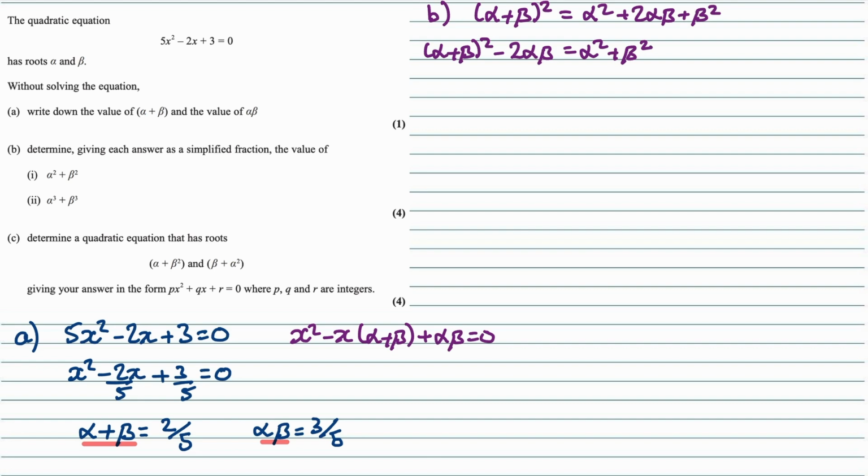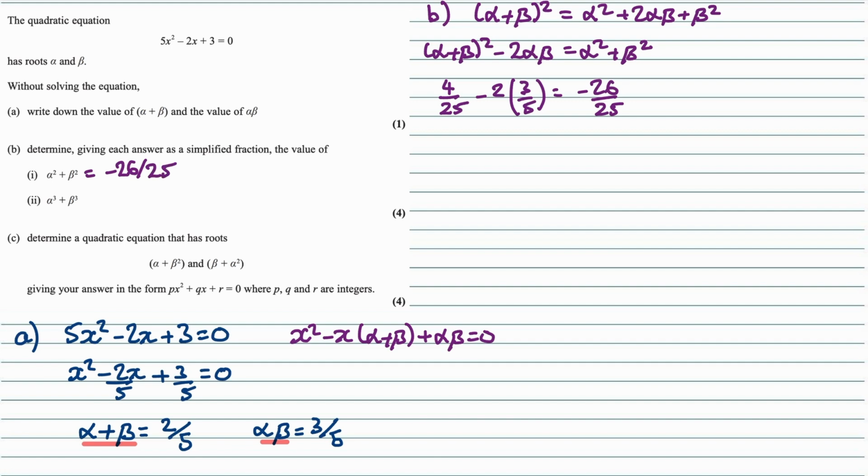Now we know that alpha plus beta is 2/5. When you square this, we get 4/25. And alpha beta is 3/5. So we'll have 4/25 minus 2 lots of 3/5. And this will give us negative 26/25. So this is alpha squared plus beta squared, negative 26/25.